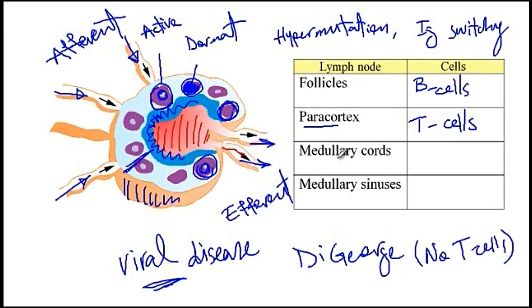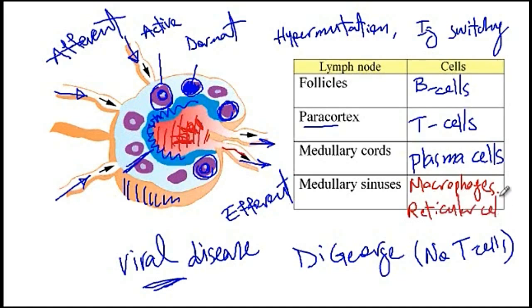Then we have the medullary cords, and medullary cords are dense structures inside the medulla of the lymph nodes, and they contain the plasma cells. And finally, we have the medullary sinuses, which is the space in between the medullary cords, and it contains the macrophages, which function in the filtration of the lymphatic fluid. And finally, we have the reticular cells. What the reticular cells do is make reticular fibers, and by forming reticular fibers, they direct B and T lymphocytes into different regions of the lymph nodes.